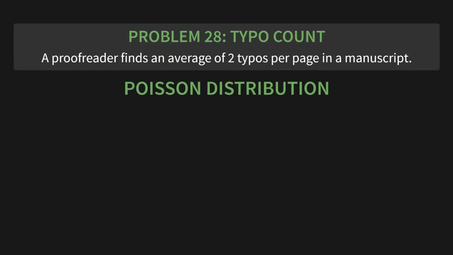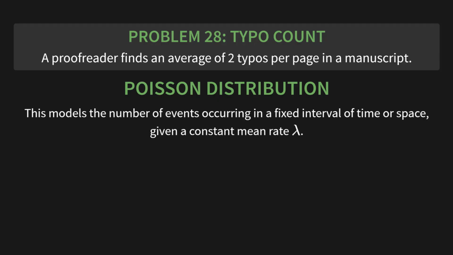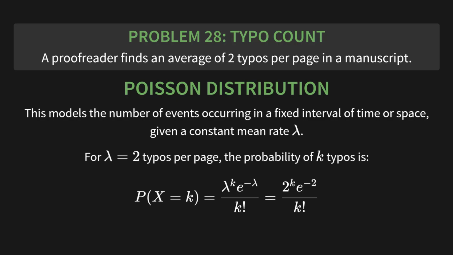This distribution is perfect for modeling the number of events occurring in a fixed interval of time or space given a constant mean rate, which we call lambda. For lambda equals 2 typos per page, the probability of finding k typos is given by the formula you see here: lambda to the k times e to the negative lambda, all divided by k factorial.